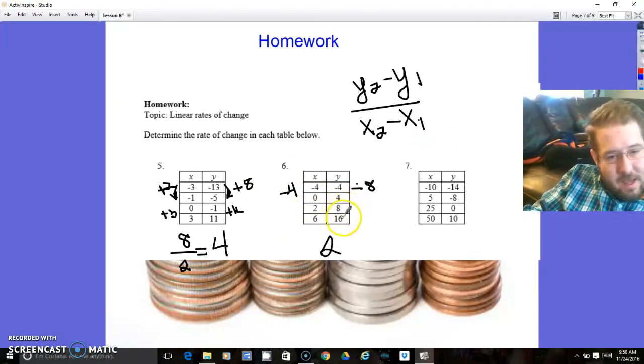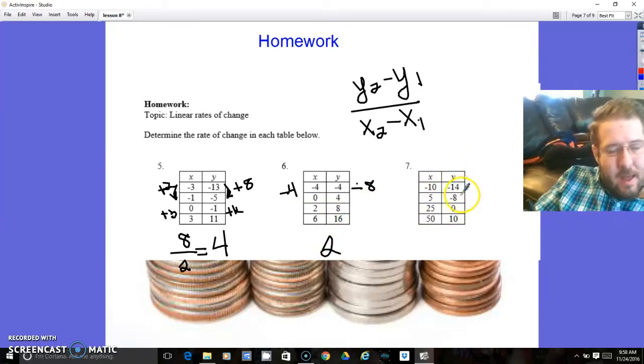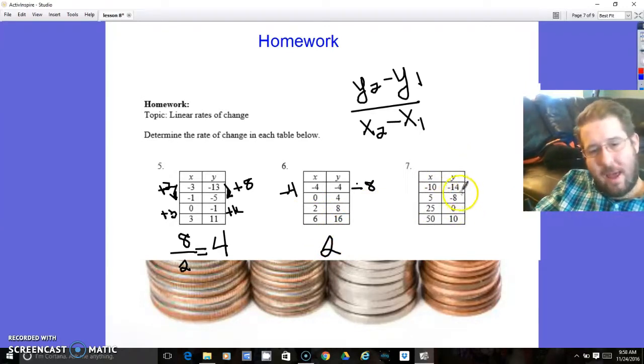I mean, look at this. This is increasing by 8. 8 divided by 4 is also 2. So it really doesn't matter which points you pick. You can pick any points because it is a linear change, which means it should be staying equal.